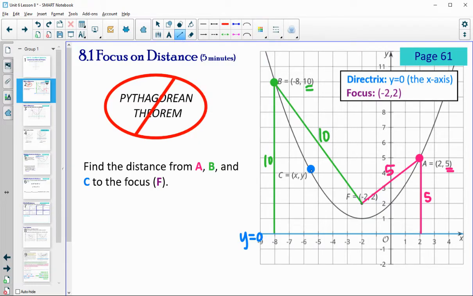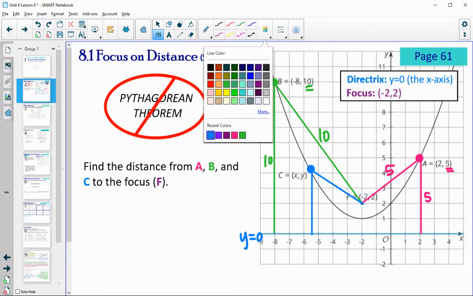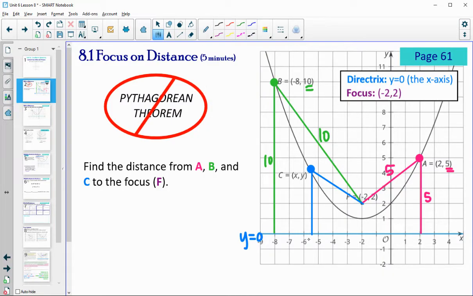And then C to the focus should be the same as C to the directrix. This one does not have any numbers in it. So how far is this point from the directrix? It will be y minus 0 since the directrix is at 0. So this is going to be y units from the directrix, and then C is also y units from the focus.